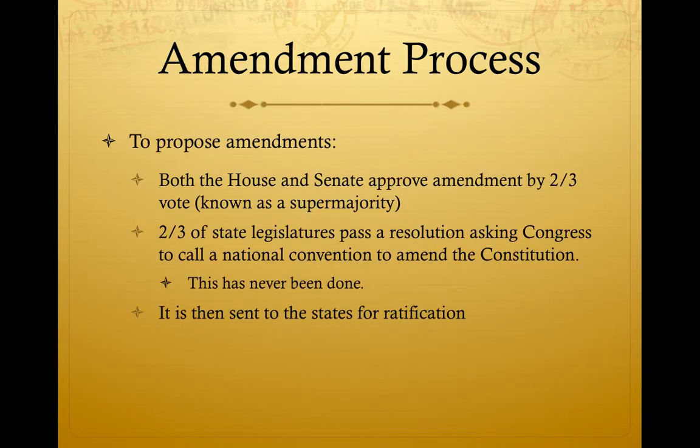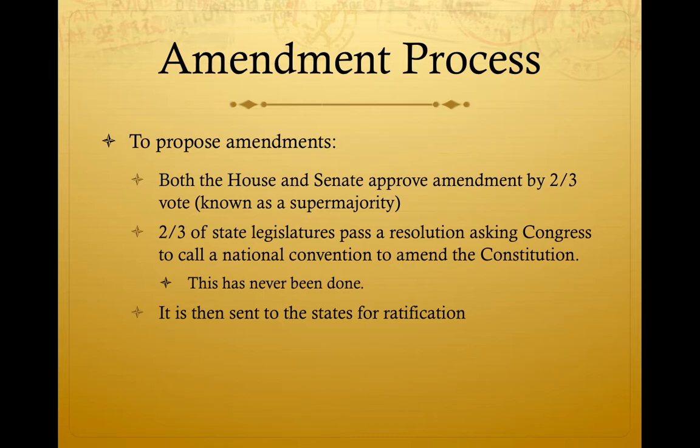All right, let's begin discussing the amendment process. We have only amended the Constitution 27 times. That is because it is really hard to do. Amending the Constitution is a time-consuming process that requires both political parties to work together.